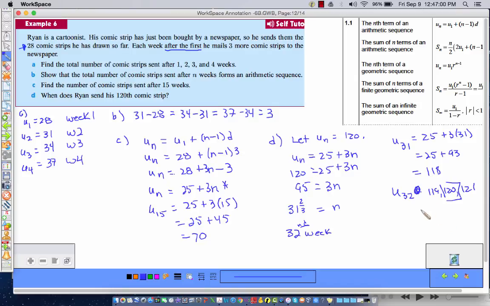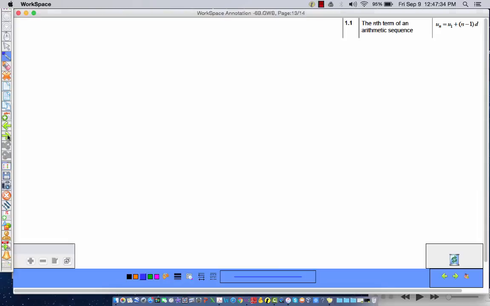I shouldn't put equals here, right? So u sub 32 actually is equal to 121 because it's just 3 more than 118. But within that package, he's sending in cartoons 119, 120, and 121. So that's why the answer is the 32nd week and not the 31st. We could also say that 120 is not a term in this particular sequence, because when solving for n, when u sub n equals 120, we did not get a natural number. N will always be a natural number.